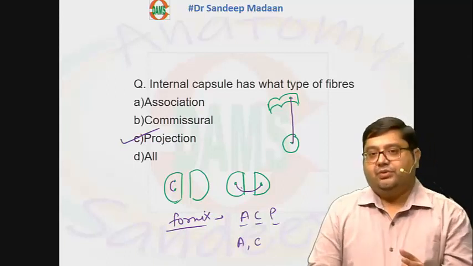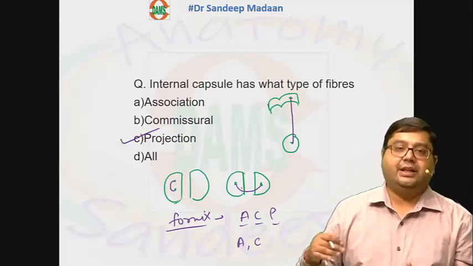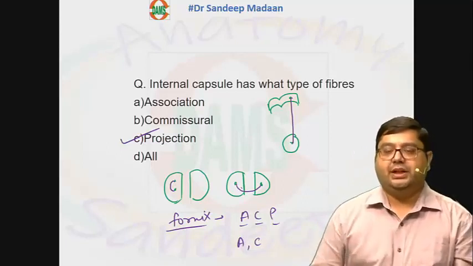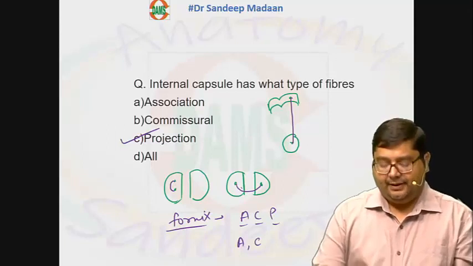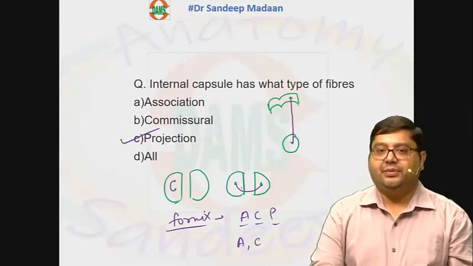So if a combination-wise question is asked like A and C, P and A, C and P, if this type of choices are there, then it is better to go with A and C because it is given in Gray's like that. Okay. So in this question, internal capsule, projection fiber, straight away it is given in Gray's Anatomy 41st edition.